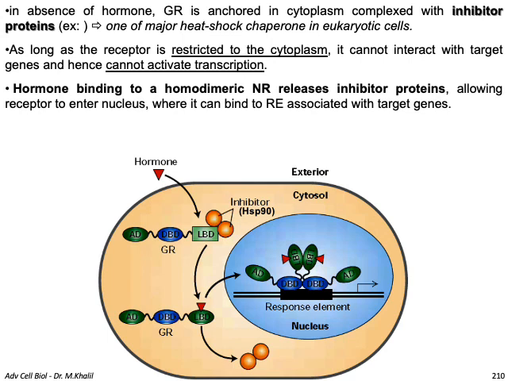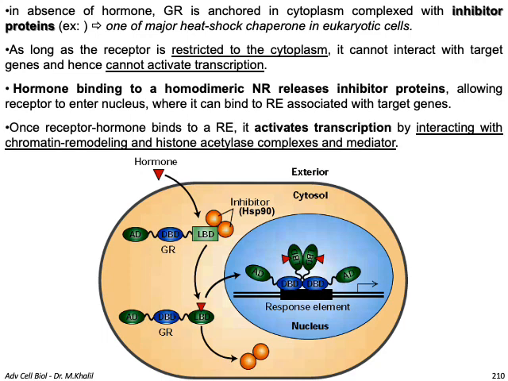When the hormone, a steroid, is internalized and binds, this leads to the release of the inhibitor, and now the glucocorticoid receptor can bind as a homodimer. You can see that both molecules are the same, and they bind to the response element, called GRE, the glucocorticoid response element. Once the receptor-hormone complex binds to the response element, it activates transcription by interacting with chromatin remodeling and histone acetylase complexes and the mediator to open up the DNA for transcription.